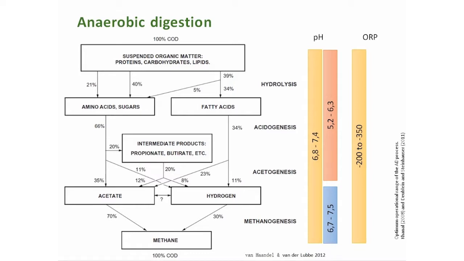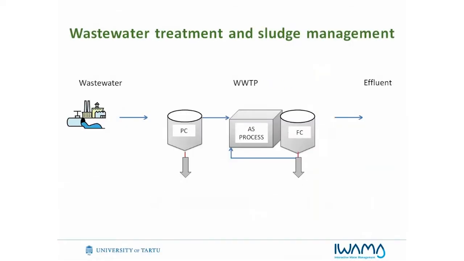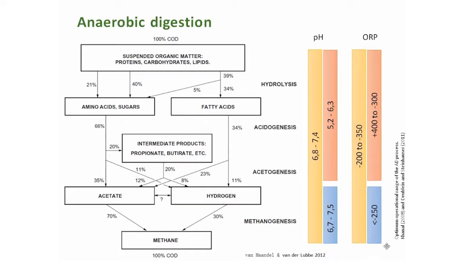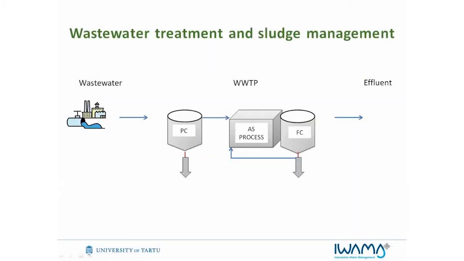And the same applies to the oxygen reduction potential. The normal oxygen reduction potential is quite low in the full process, but in acidogenesis it doesn't really matter whether it's an aerobic stage or not, and it can vary from +400 to -300. But in methanogenesis, the oxygen reduction potential must be below -200 to -250. So the process can be divided into separate parts.